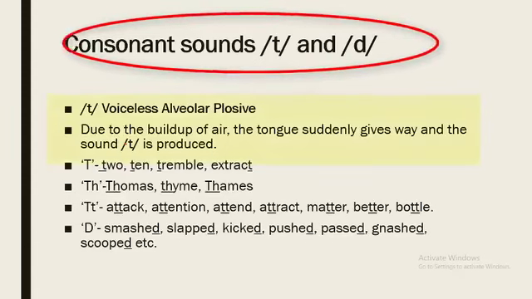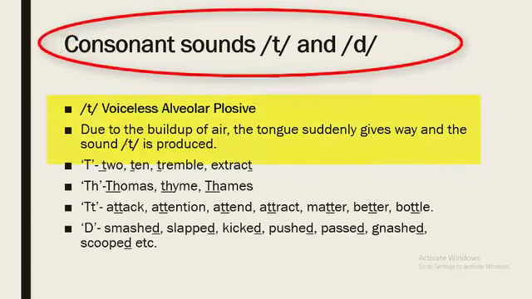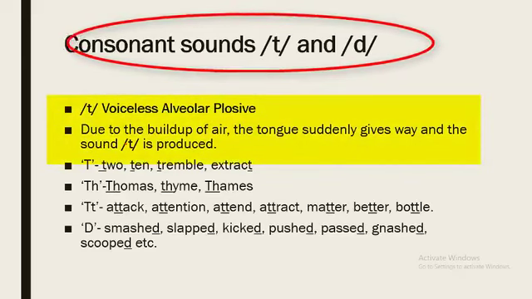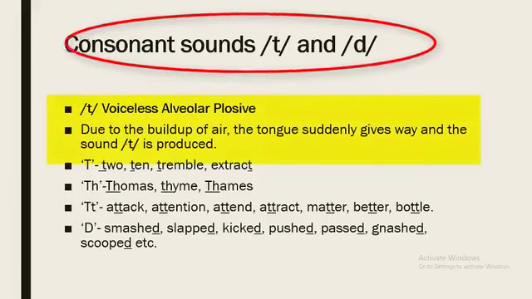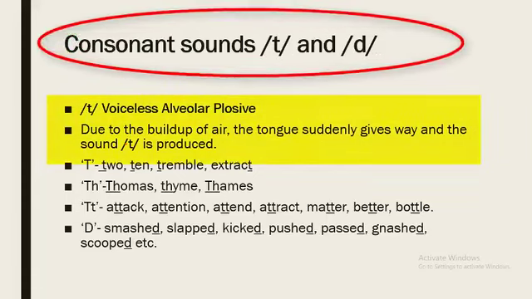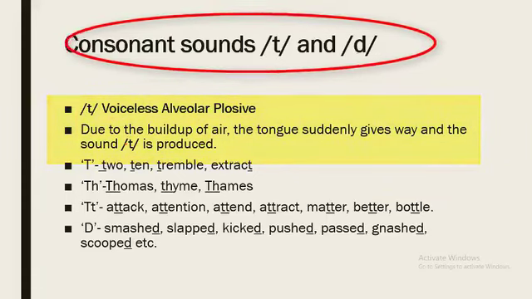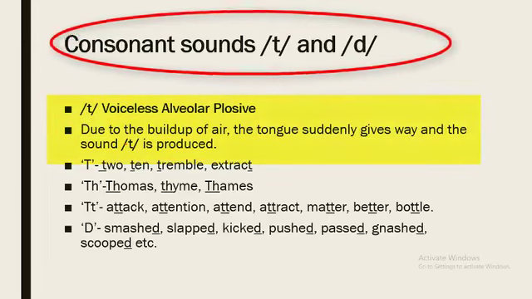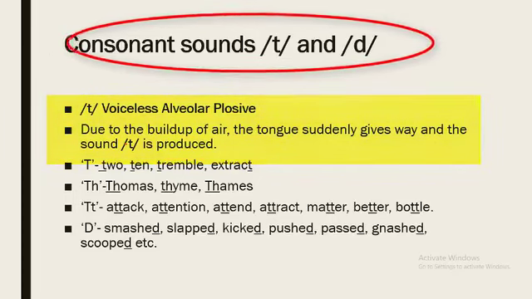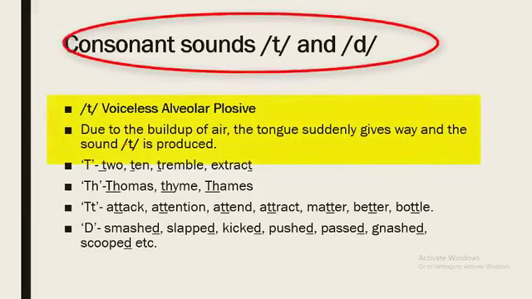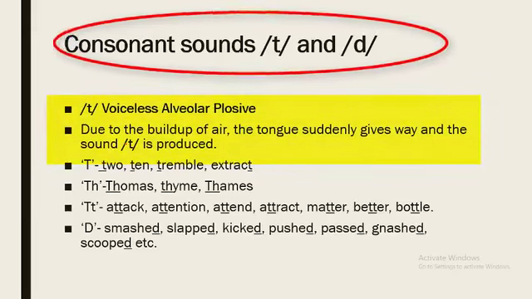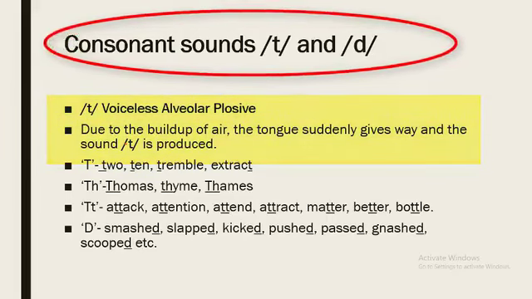Then we have the voiceless alveolar plosive consonant sound. T is a voiceless alveolar plosive consonant sound. So we have two, ten, tremble, extract, thermos, time, tames, attack, attention, slapped, kicked, pushed. Every letter that is underlined in the words contains the sound. I repeat, contains the sound: slapped, kicked.